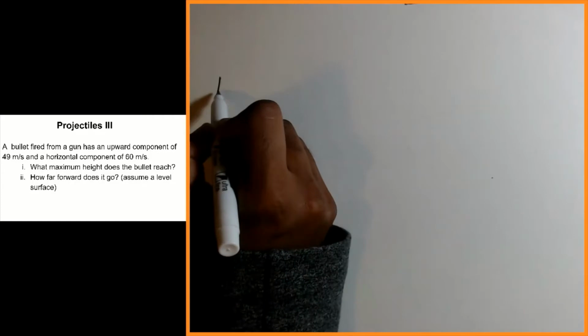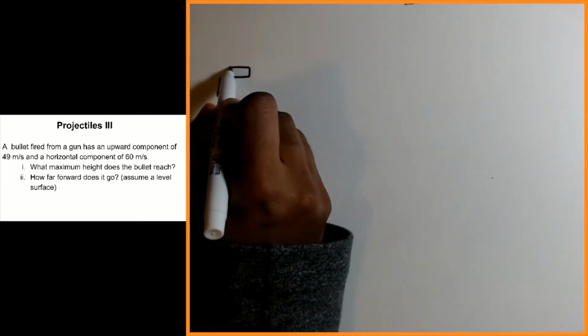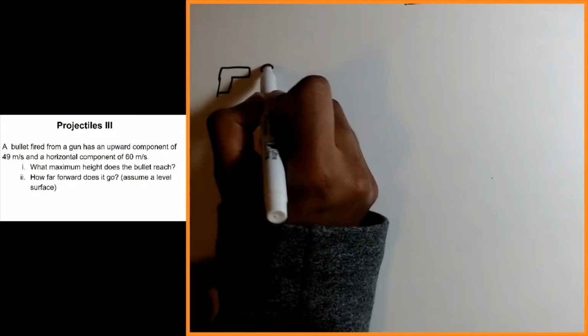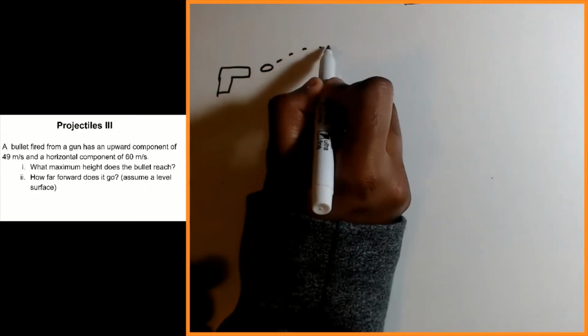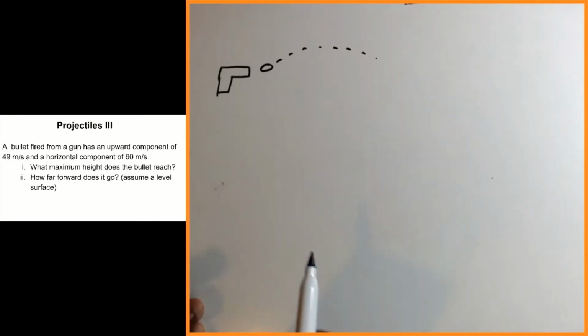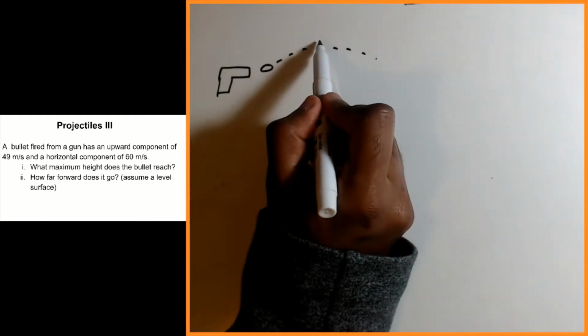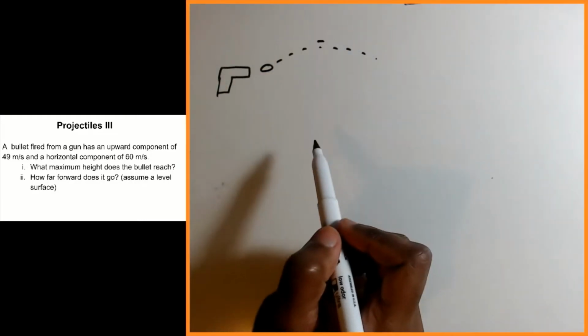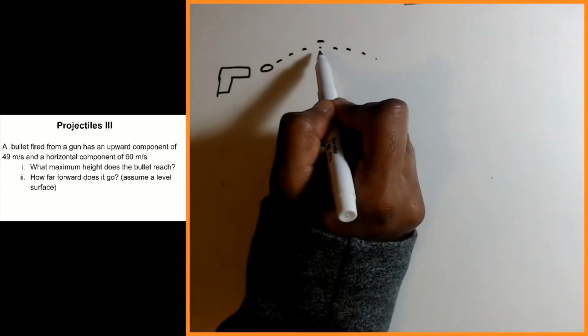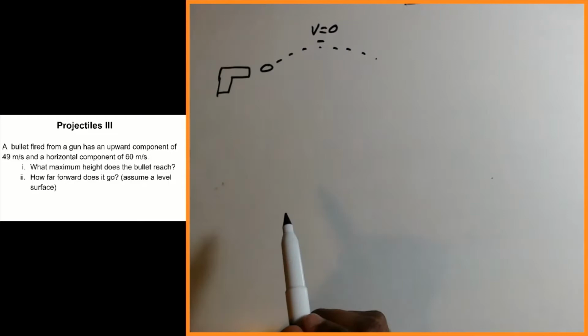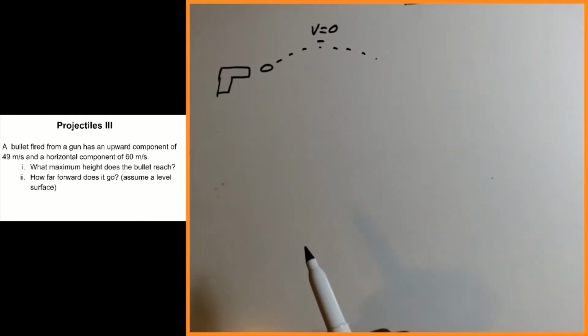So let's start by drawing a quick diagram. If we have the gun right here, and then the bullet is shot, it travels something sort of like that as a projectile. Okay, so the first question is, what maximum height does the bullet reach? The maximum height is going to be right up here. And if you remember, the highest point is where your velocity is equal to 0. So this is just a purely kinematics question.